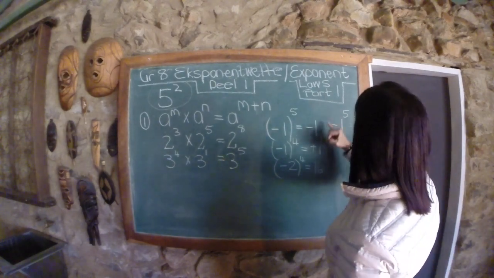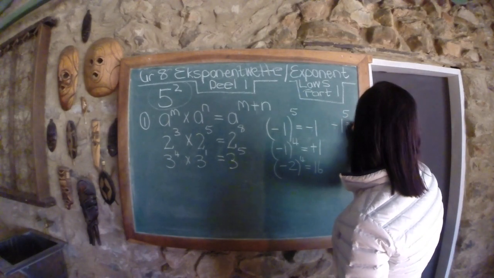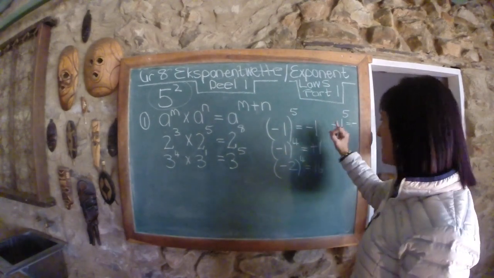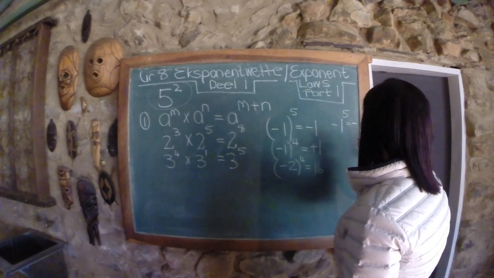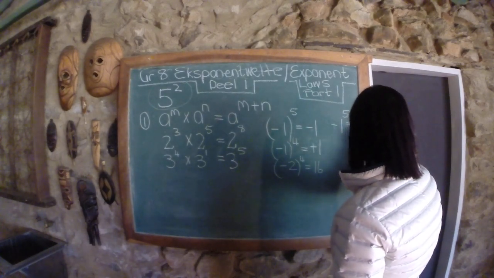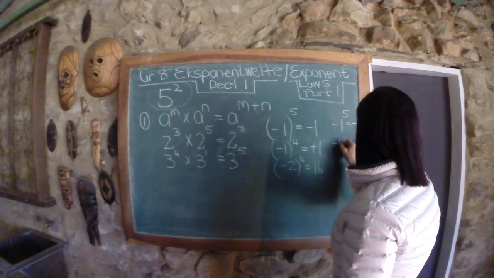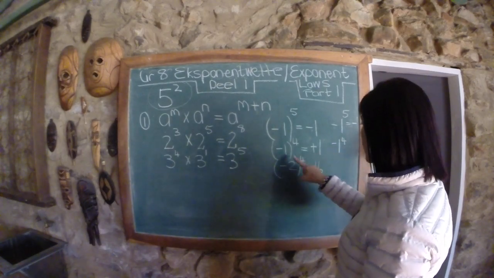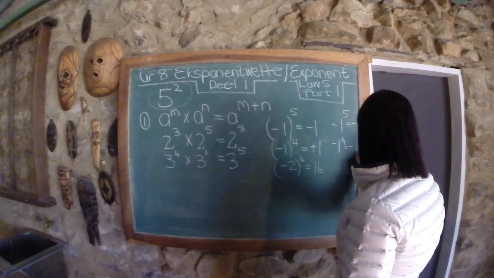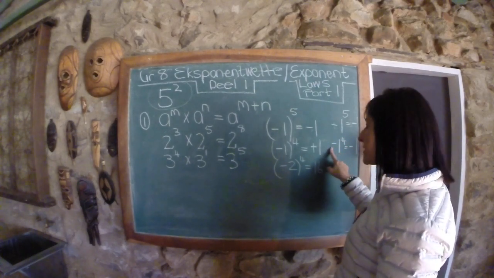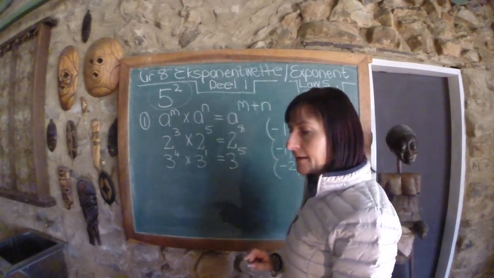Dan behoort die 5 nie aan die minus nie, so ek gaan skryf vir hom dadelik neer, want hy is daar. Ek kan hom nie weggooi nie. En die 5 behoort net aan die 1. So as ek dan 'n minus 1 tot die mag 4 het, soos hier, is die antwoord minus 1, want die 4 behoort nie aan die minus nie, maar slegs aan die 1.